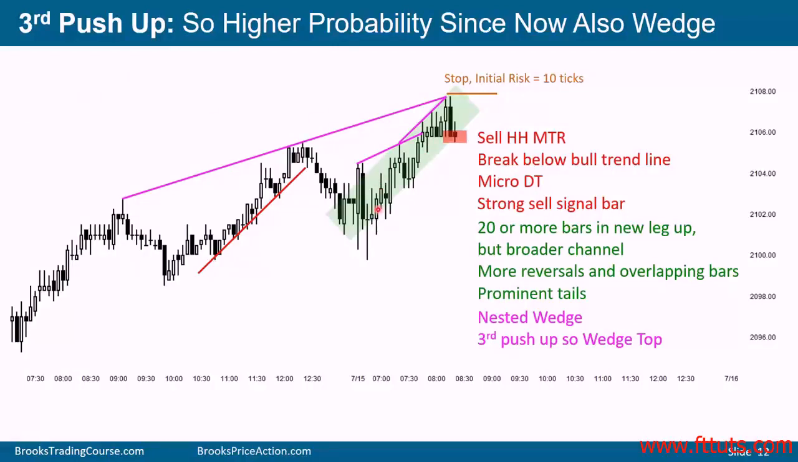Lots of prominent tails, all representing balance between the bulls and the bears. Bulls are selling at the highs of a lot of these bars. Bears are selling at prior highs. We're getting increasing selling pressure. And nested wedge. We have a wedge 1, 2, 3, and we're reversing down. You can also draw the wedge 1, 2, 3, trying to get a bull breakout above the wedge. You can draw the wedge 1, 2, or 2 and 3, or 1, 2, 3.